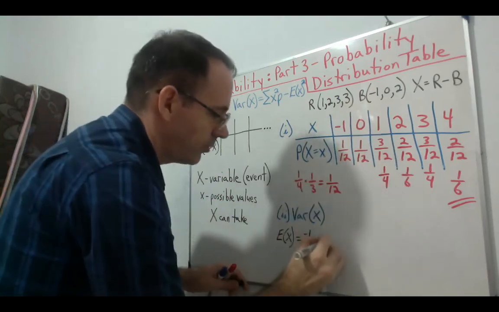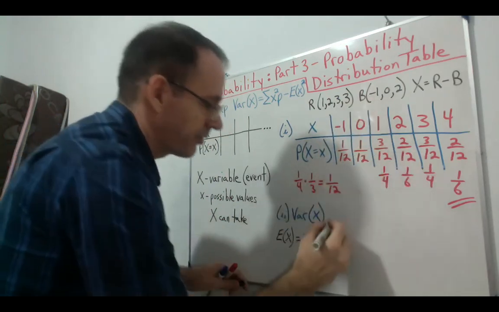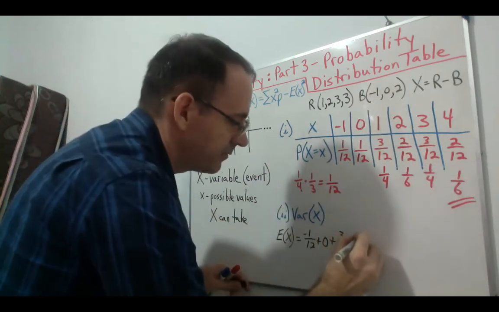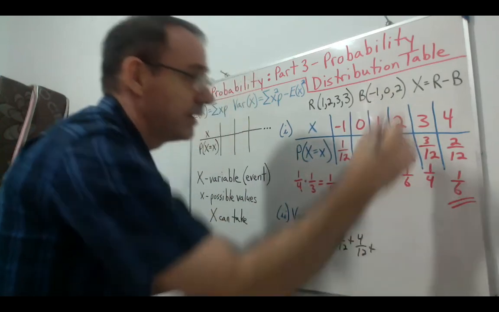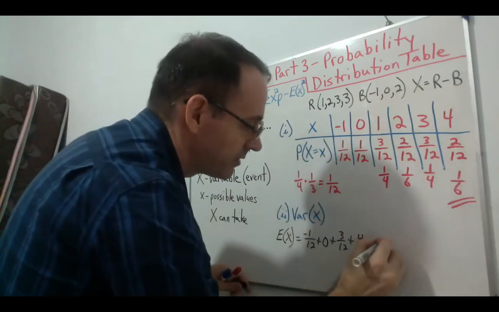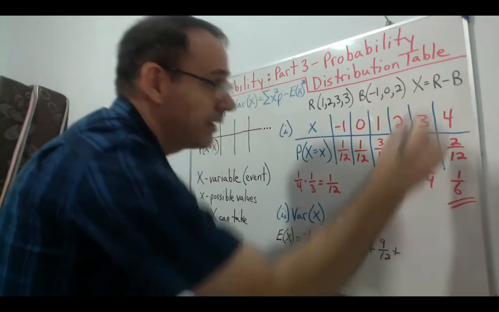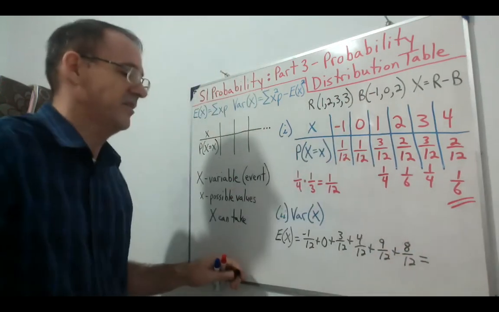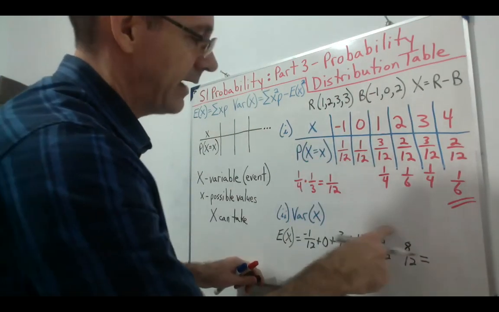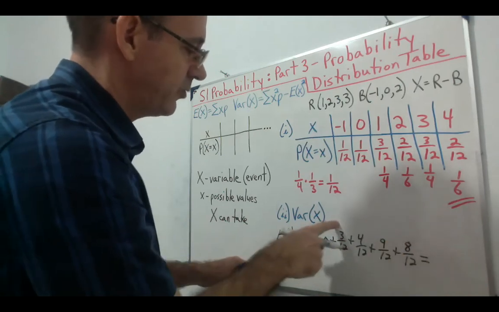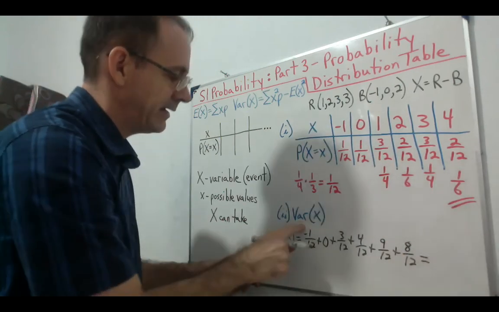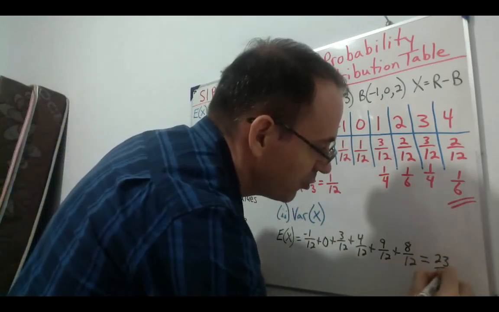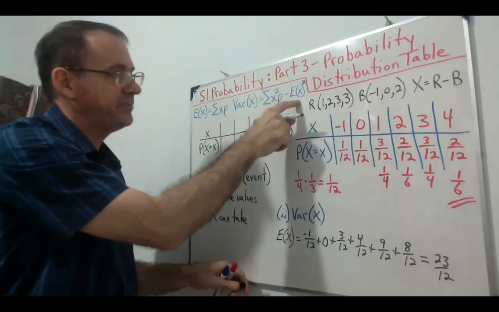plus a 0 plus a 3/12 plus 4/12 plus a 9/12 plus an 8/12. And what does this come up to? Well, 9 and 8, 17. 20, 24 minus 1 is 23/12. So that's our expected mean.